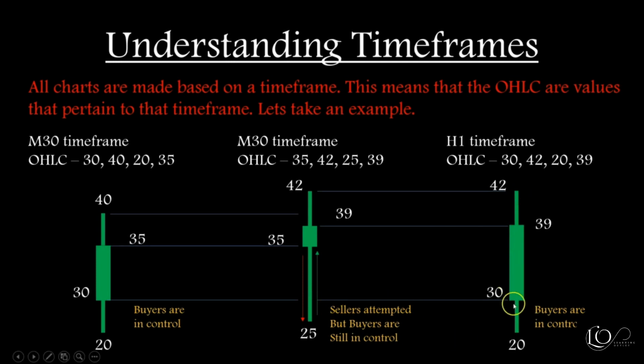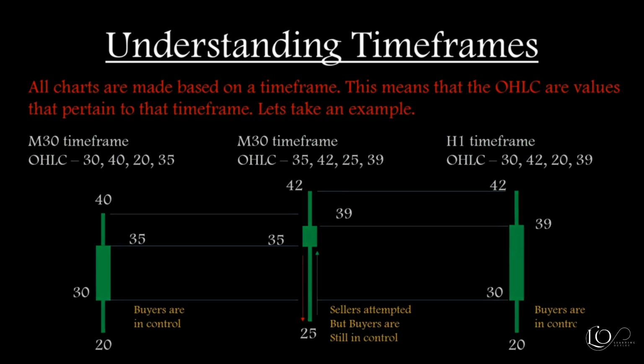So this candlestick says buyers are in control. Here we can see that there was a struggle between the buyers and the sellers, but the buyers eventually succeeded, and even on this candle the price moved upwards, which is why it is a green candle.